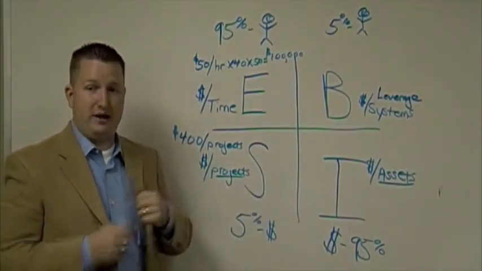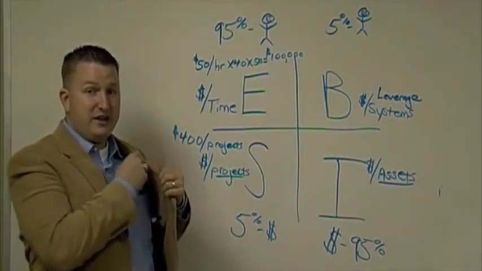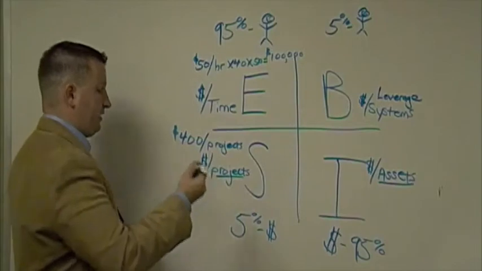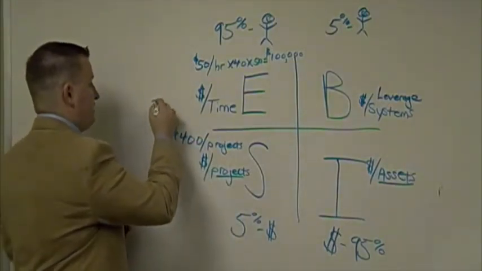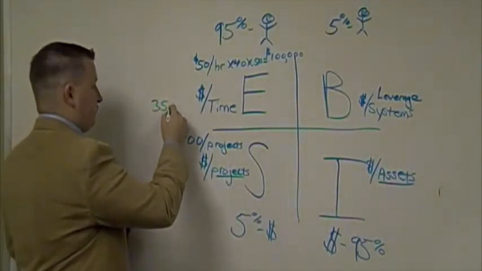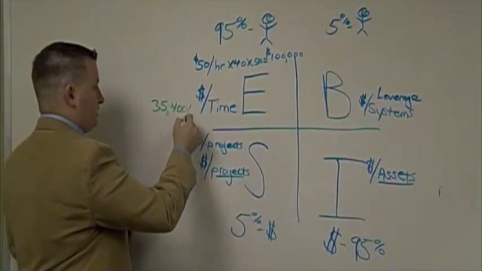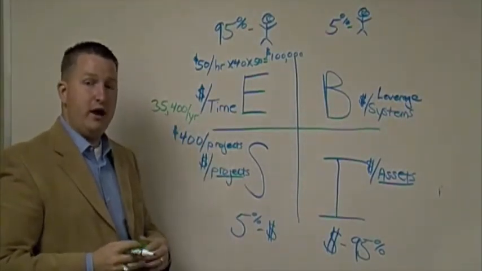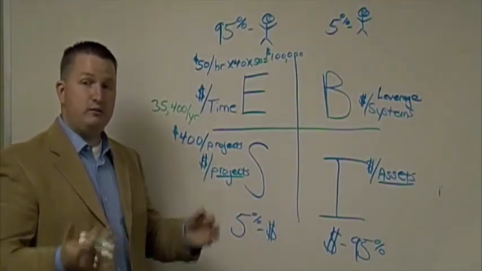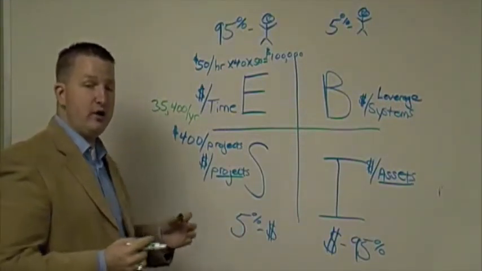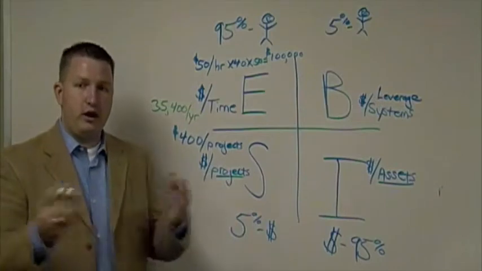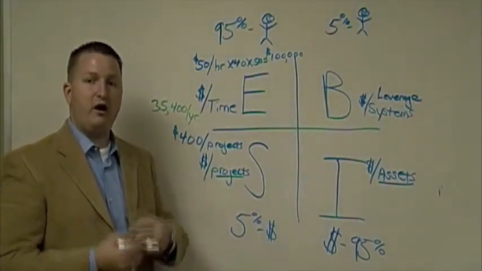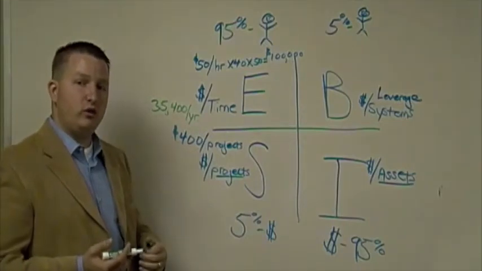I started off as a band teacher, and as a band teacher, when I was 21 years old, I was making a whopping $35,400 per year. Now that was as an employee. Now, I love my job, and I think maybe some employees do love their job, but how much is that for being able to support a family, for being able to buy a car, a house? It just wasn't a whole lot of money.